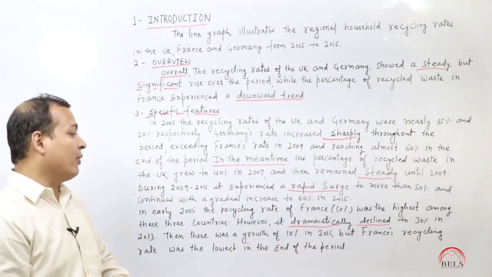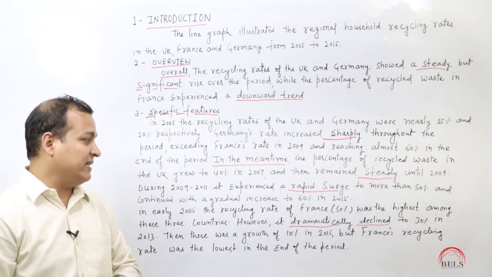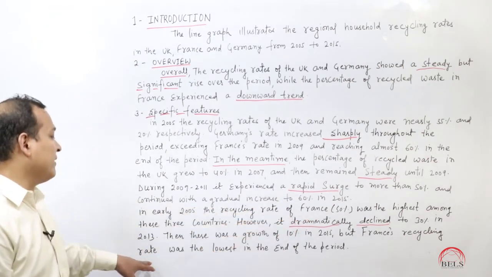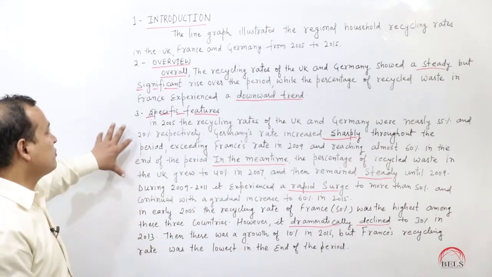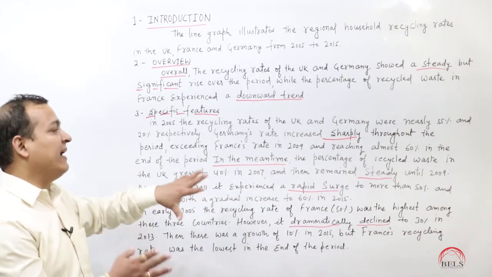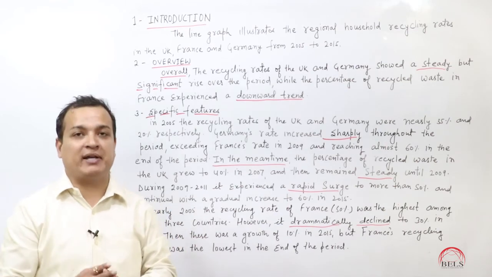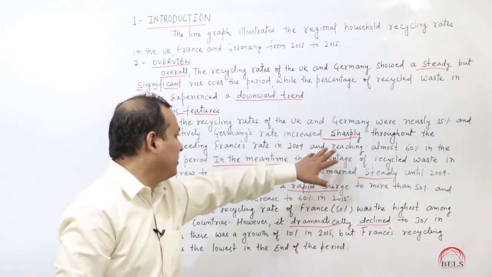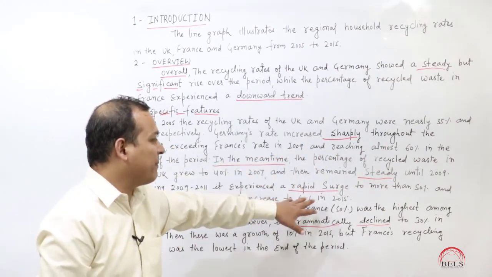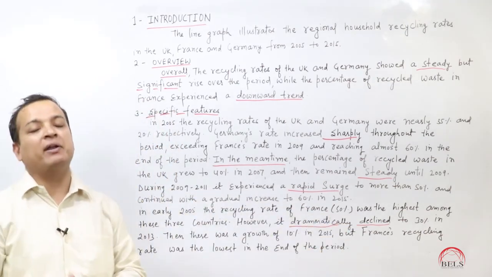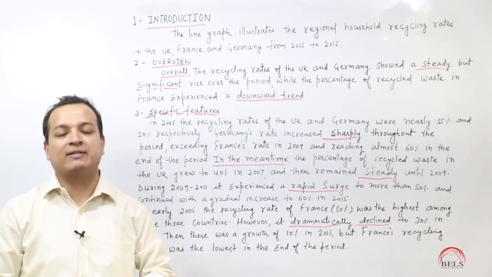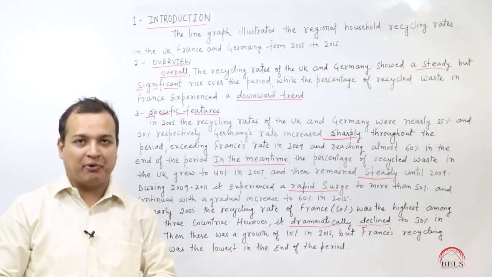Then there was a growth of 10% in 2015, but France's recycling rate was the lowest at the end of the period. So what I have done in the specific features is explain each and every part of that by using vocab like sharply, in the meantime, rapid surge, dramatically declined. These words are very important to keep in your consideration while writing the graph part, guys.